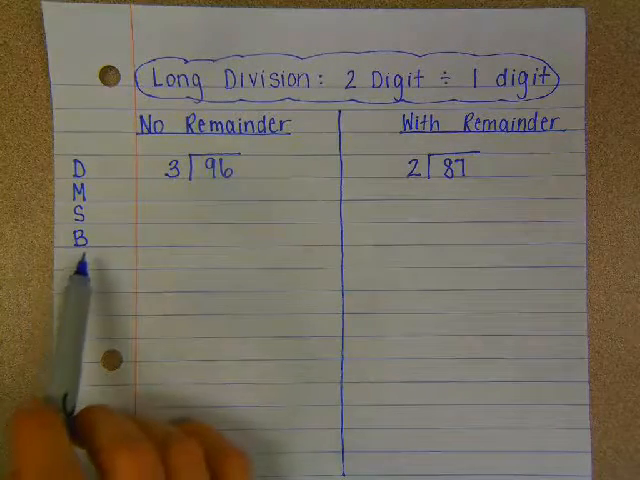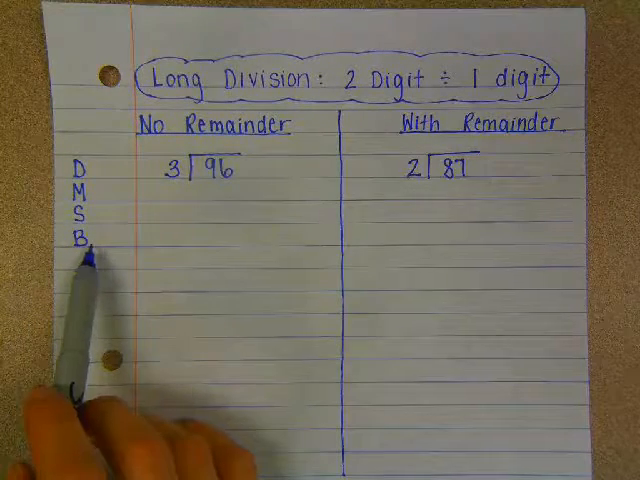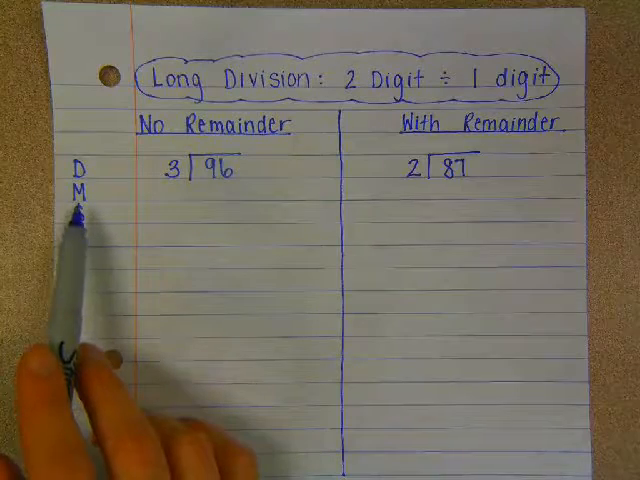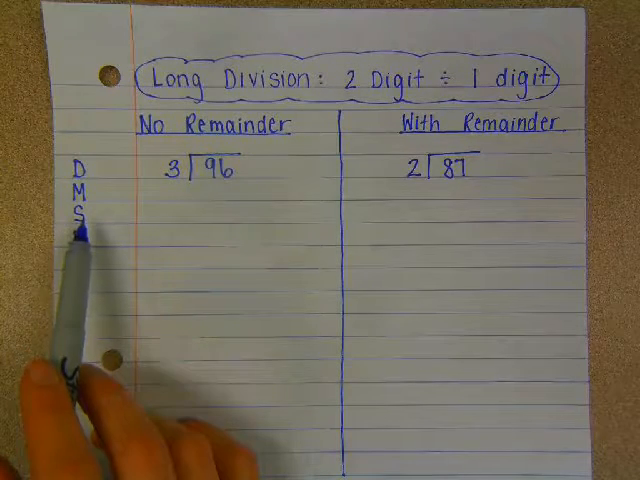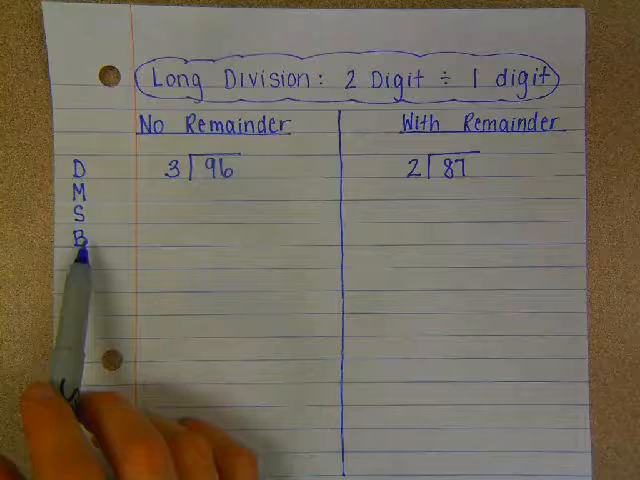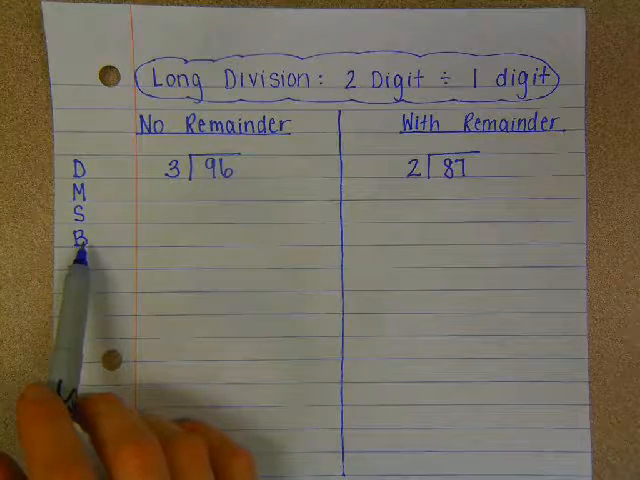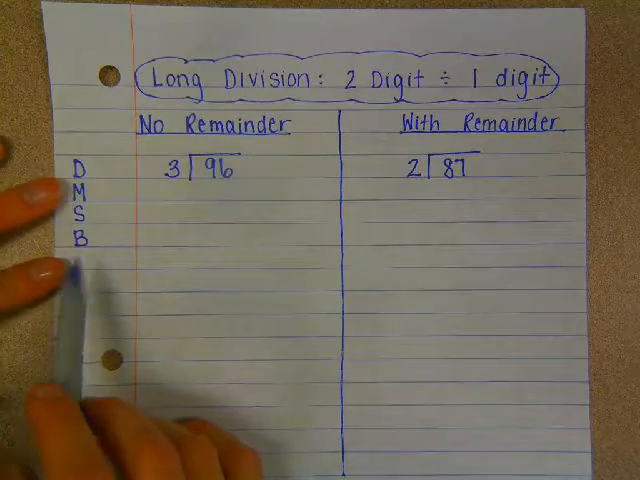On the side here I have written our 4 steps for long division: D for divide, M for multiply, S for subtract, and B for bring it down. As I go through each problem, I will reference these steps.